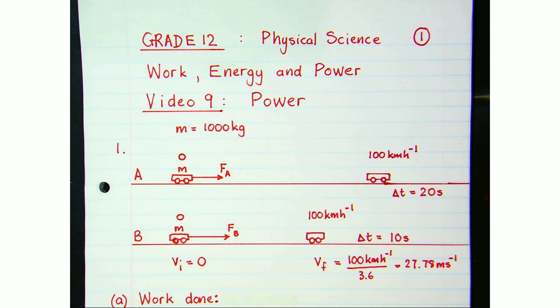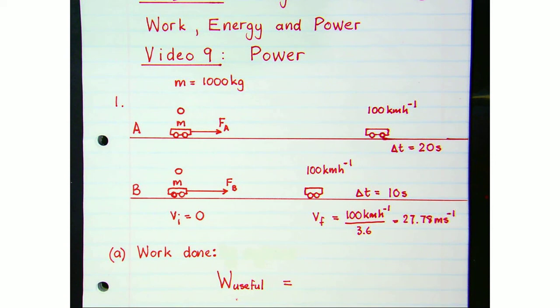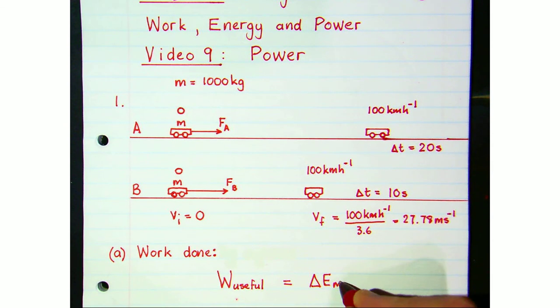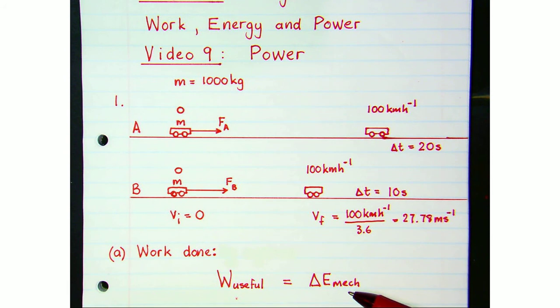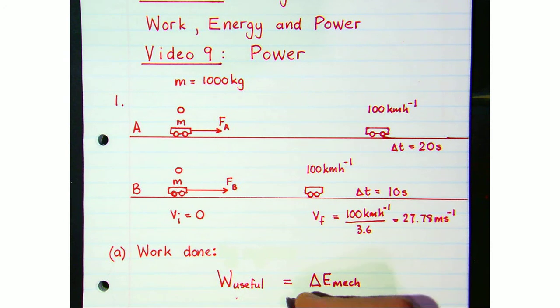Since you've tried that, you would realize that the useful work done by the engine on each car would be equal to the change in mechanical energy of that object. We're converting some chemical potential energy of the petrol into useful mechanical energy. And we said earlier that the car's height is not changing, and therefore any change in mechanical energy would have to be a change in kinetic energy.